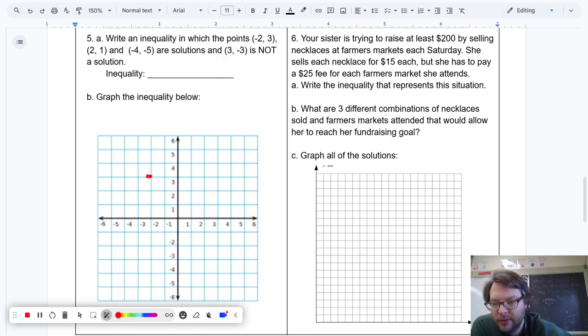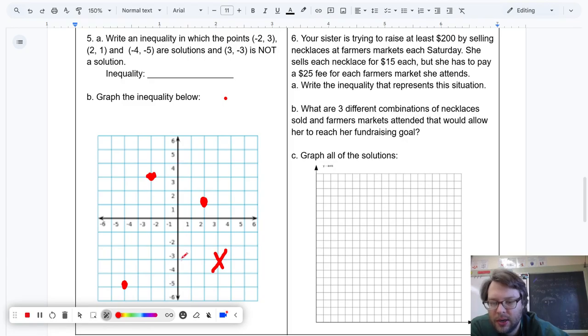-2, 3 is a solution. 2, 1 is a solution. And -4, -5 is a solution. So those points there are a solution. But the other point, 3, -3, is not a solution. So I'll put an X. I don't want that one to be a solution. So I want those 3 dots to be solutions, and I want the X to not be a solution.